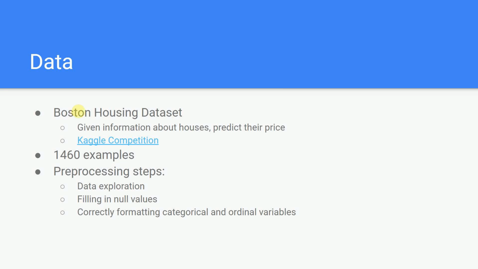So this data set has about 1,500 examples. When I say an example, that's one house that was sold. And that includes all the information about the house and the sale price.